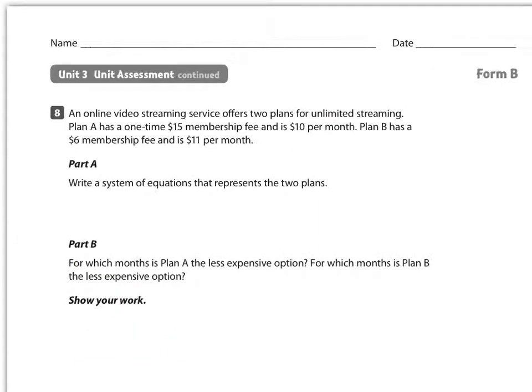For number 8, it says an online video streaming service offers 2 plans for unlimited streaming. Plan A has a one-time $15 membership fee. So we're going to highlight that part. So you're going to pay $15 for a membership fee, and then it's $10 every month after that. Okay, now the next one, it says plan B has a $6 membership fee, but it's $11 per month.